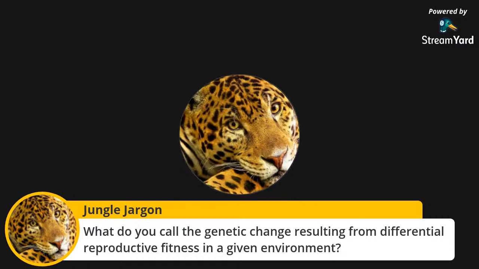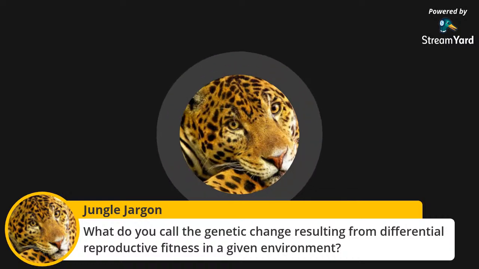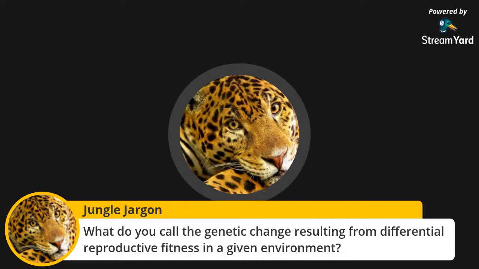What do you call the genetic change resulting from a differential reproductive fitness in a given environment? Okay, he's talking about the change resulting from an advantage in reproductive fitness in a given environment. So it would be a genetic change from reproductive fitness. So it'd be a natural selection thing where there would be a genetic change. It's called genetic drift, I think.